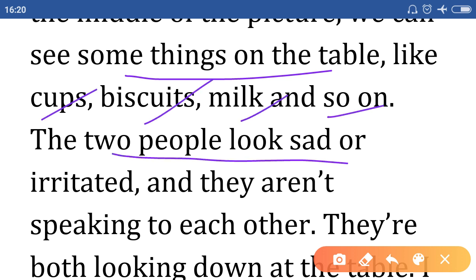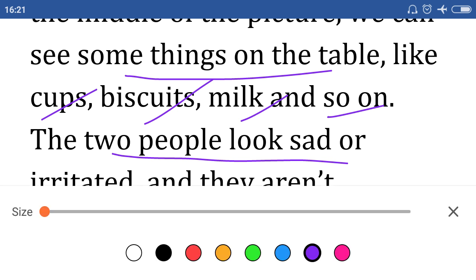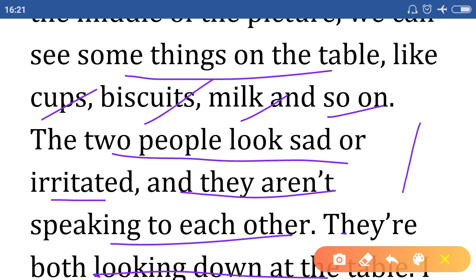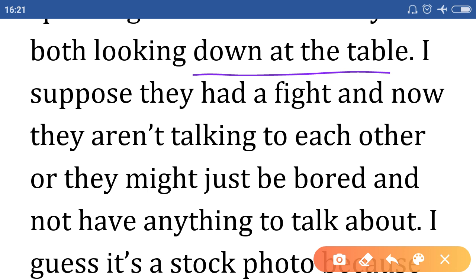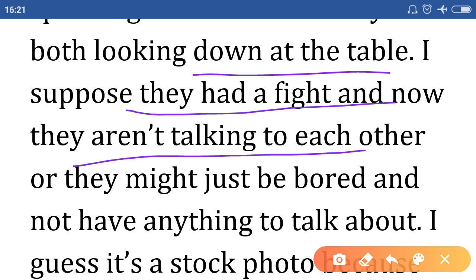The two people look sad or irritated. They both are sad and they aren't speaking to each other. Of course, they are lost in their own thoughts. They are both looking down at the table. They both are looking at the table. I suppose they had a fight and now they aren't talking to each other. It could be possible they have just fought with one another. They just had a fight and now they're not talking to each other.